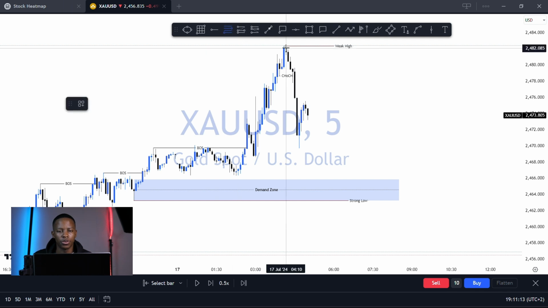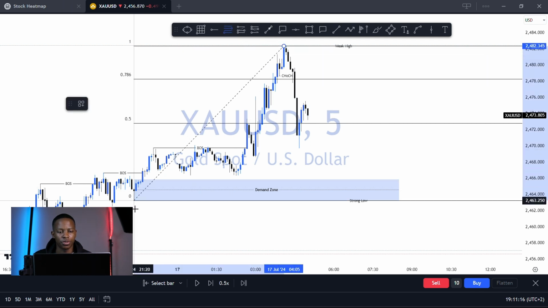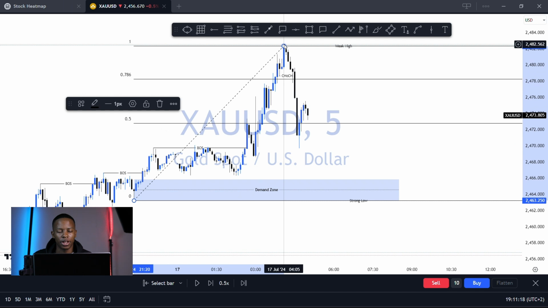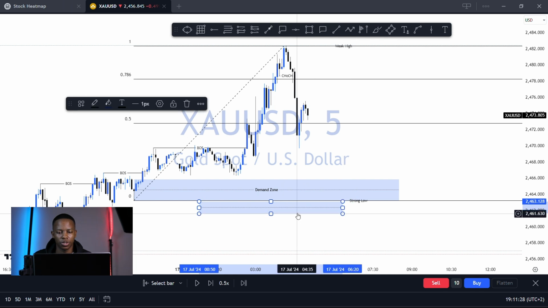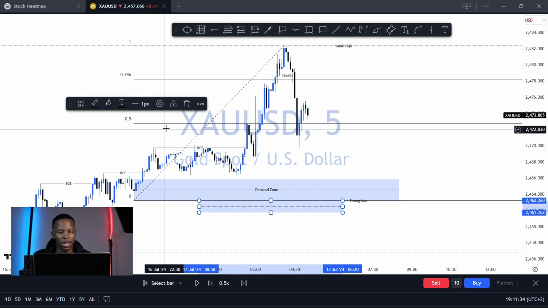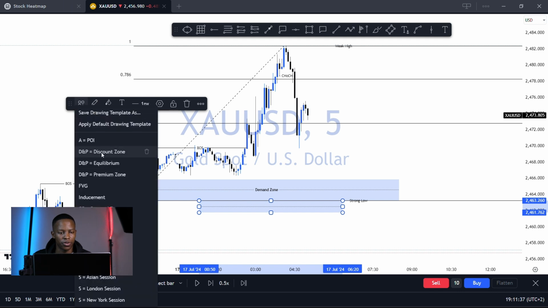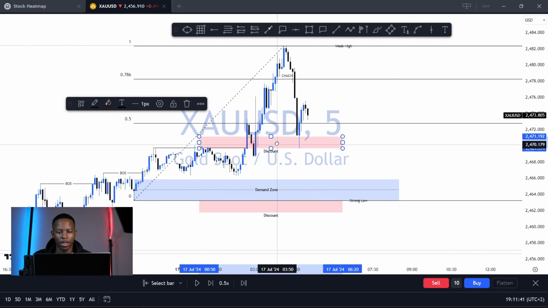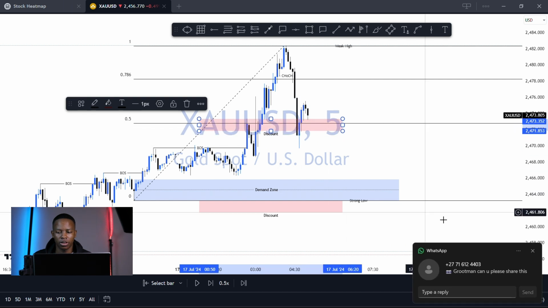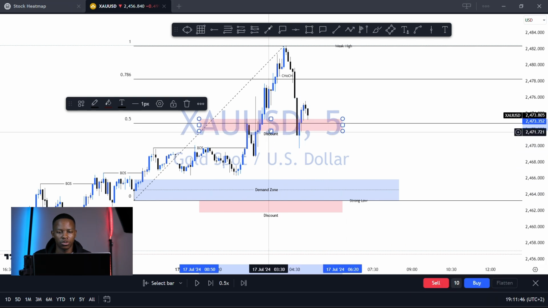I'm just going to draw out my premium and discount zones. For this I use my Fibonacci tool. I mark out my recent high to my recent low, and then I use the column tool. I'm going to make sure it goes with my line right there and aligns with my zero line right there. So this is my discount zone.